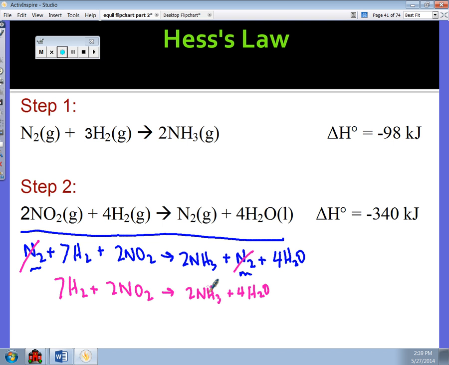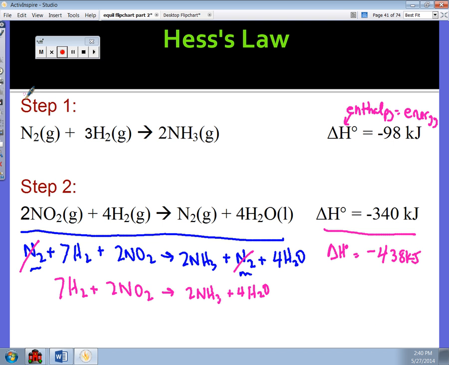that would be okay. Since we added up these two equations, we're also going to add up the 2 enthalpy change signs. This is enthalpy, or for our purposes, it's also equal to energy because we have a constant pressure. So our delta H value is negative 98 plus a negative 340, which is negative 438 kilojoules.